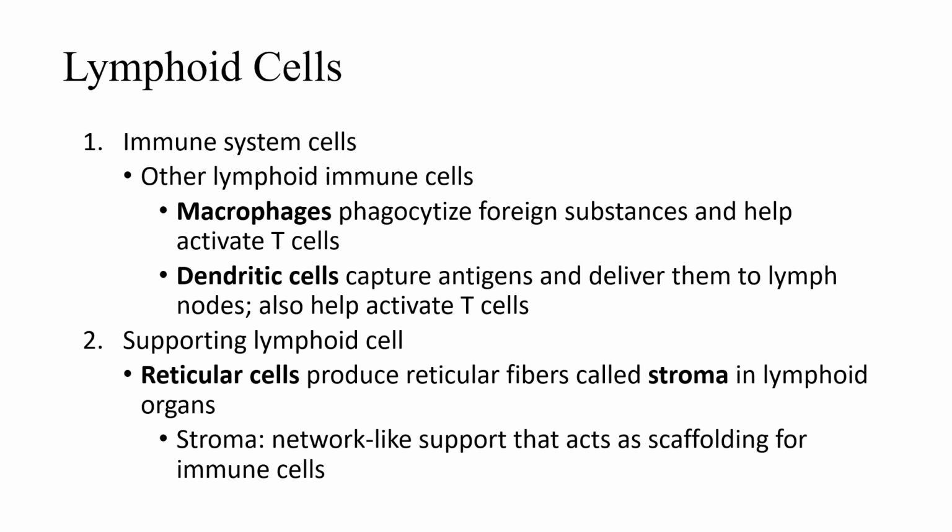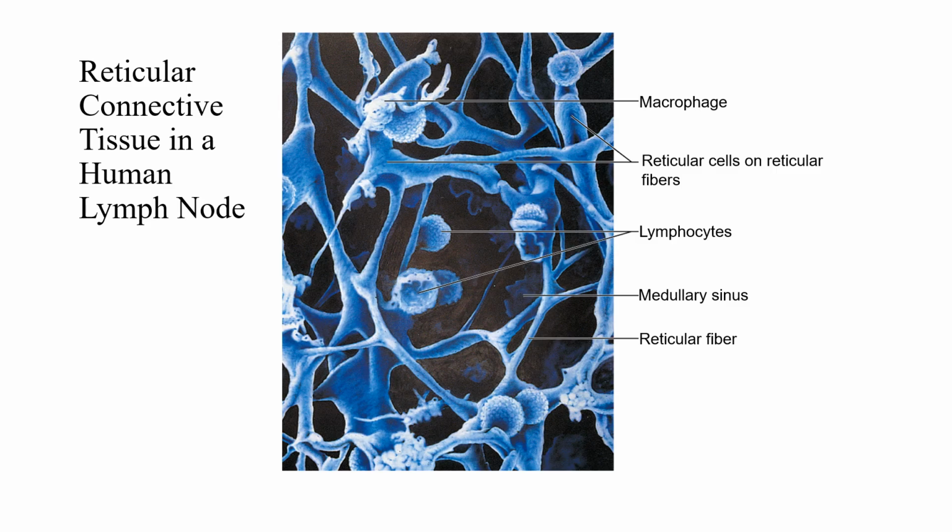Some supporting lymphoid cells. So you have the reticular cells. Reticular cells, as the name implies, produce reticular fibers. These fibers make up the stroma in the lymphoid organs, so sort of that scaffolding that the immune cells kind of hang out on. You can see that here. We've got some macrophages patrolling the reticular connective tissue of a human lymph node. The reticular cells are what synthesize those fibers. And then you have the lymphocytes and macrophages sort of on patrol in these areas, waiting for either activation or an encounter with some type of pathogen.